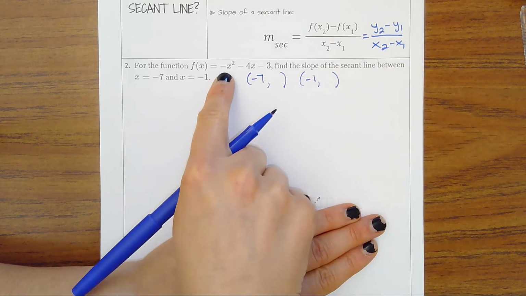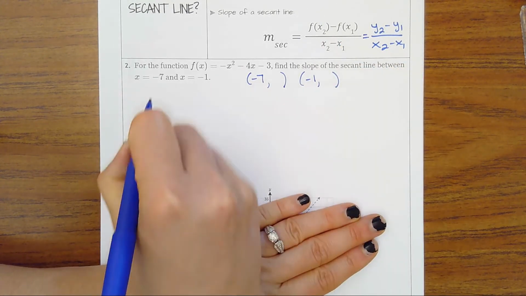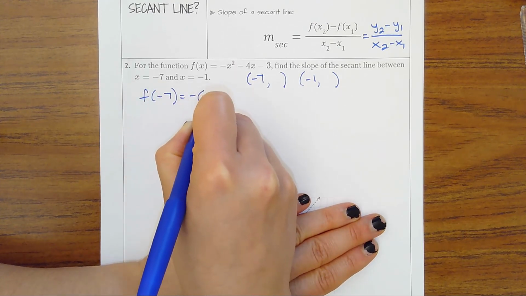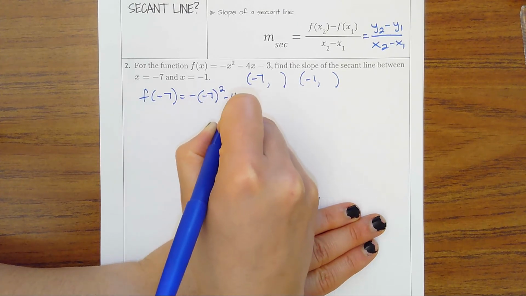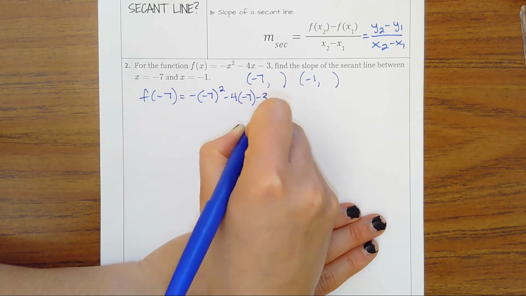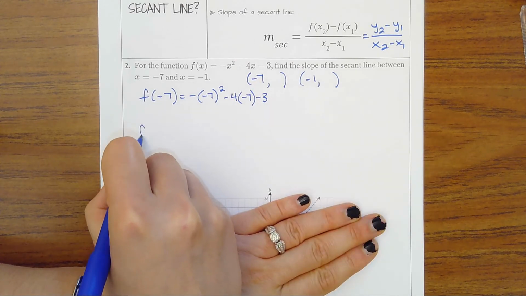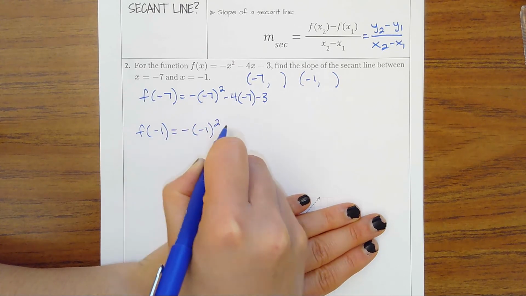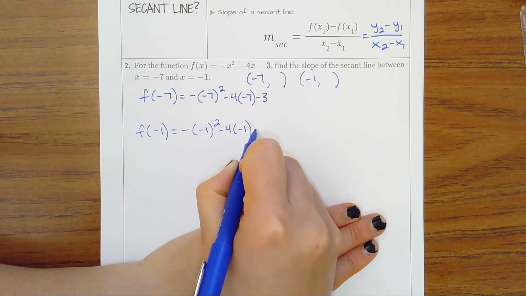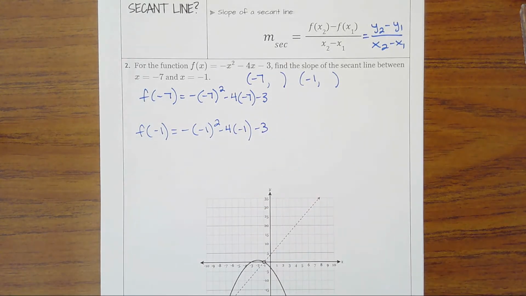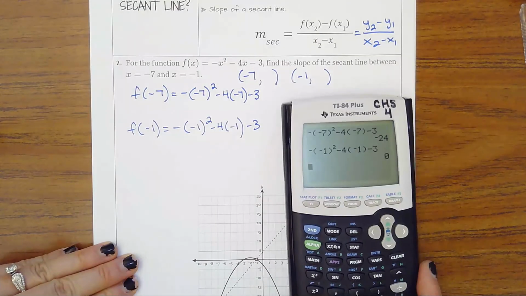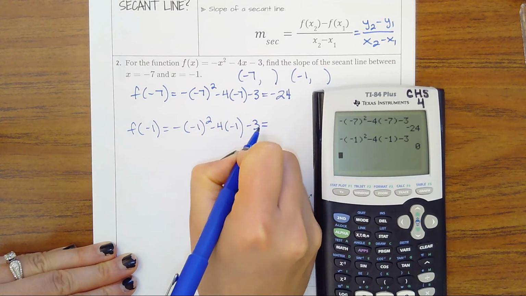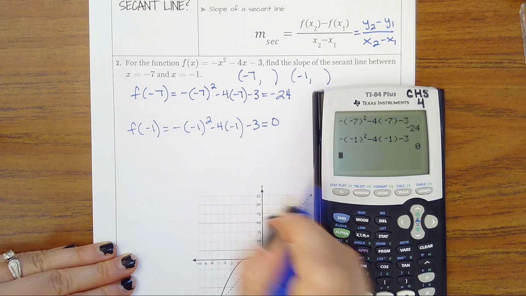And so all I'm doing is plugging in my x's here. So f of -7 would be a negative of -7 squared minus 4 times -7 minus 3. And f of -1 would be a negative of -1 squared minus 4 times negative 1 minus 3. And I would just put those on my calculator and figure those values out. When x is negative 7, I got an answer of negative 24. And when x is negative 1, I got a y value of 0.